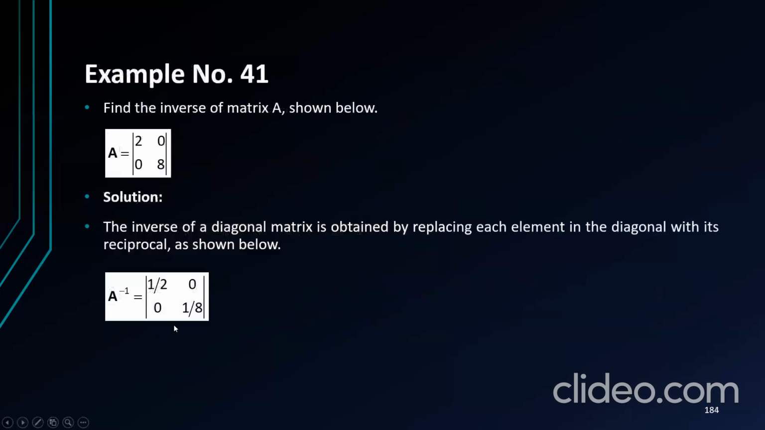For example, number 41. Find the inverse of matrix A shown below. So A is 2, 0, 0, 8. Solution. The inverse of a diagonal matrix is obtained by replacing each element in the diagonal with its reciprocal, as shown below. So A negative 1 is 1/2, 0, 0, 1/8.